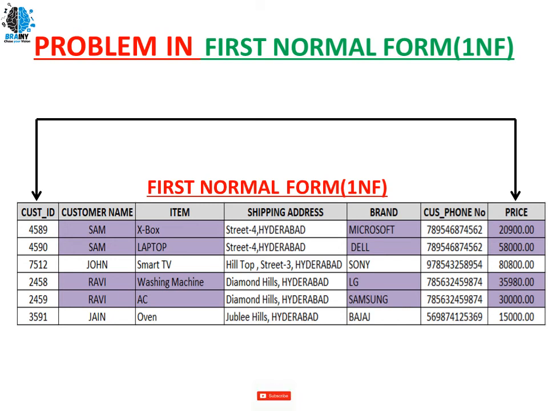So customer ID determines customer name, and customer ID does not depend on price, whereas the price depends on the item. This customer ID is present in this table as a primary key or unique key by which we are defining rows, but the price is not directly dependent on the customer ID. In this way, this is the problem of our first normal form.